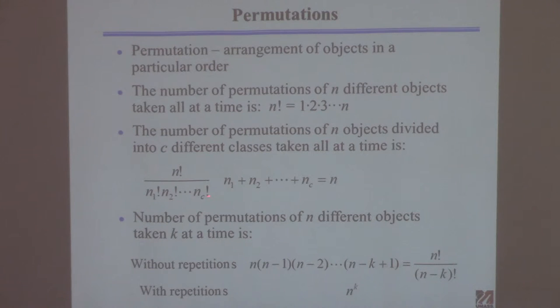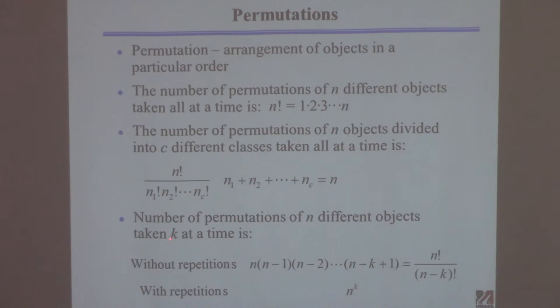And this ends up being the formula, okay? n factorial again, but then you have the factorial involving the size of these different classes. And I'm going to give you examples of all these in a minute. By definition here, the number of objects in each class has to add up to the total, right? Otherwise, this doesn't make sense.